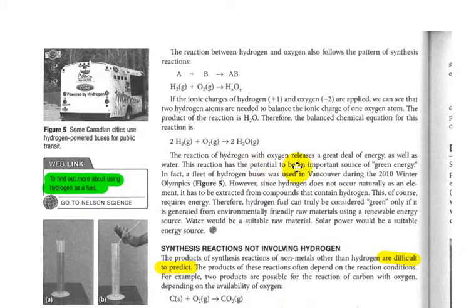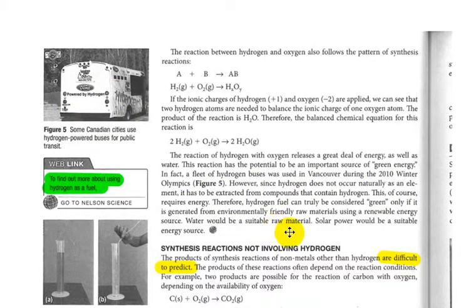The reaction of hydrogen with oxygen releases a great deal of energy as well as water. The reaction has the potential to be an important source of green energy because we're dealing with hydrogen gas, oxygen gas, water vapor, very clean energy source, and what's given off is not harmful either. In fact, a fleet of hydrogen buses was used in Vancouver during the 2010 Winter Olympics, as seen here.